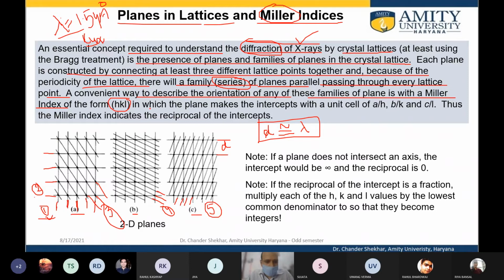So these are the planes which basically make intercepts on a unit cell. Thus the Miller indices are reciprocal to the intercepts. We'll see how these are done. So that's the important note. If a plane does not intersect an axis, the intercept would be at infinity, and its reciprocal is 0.